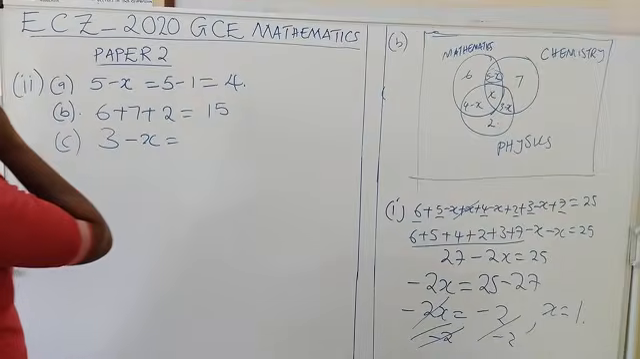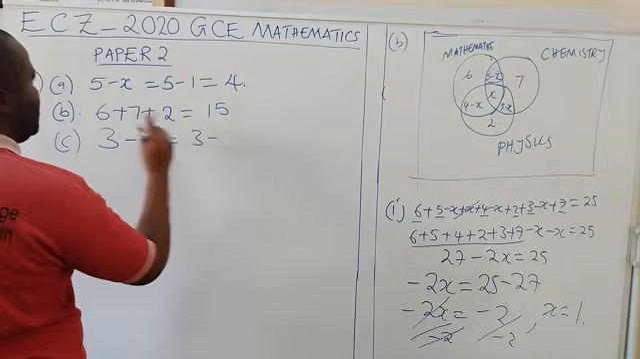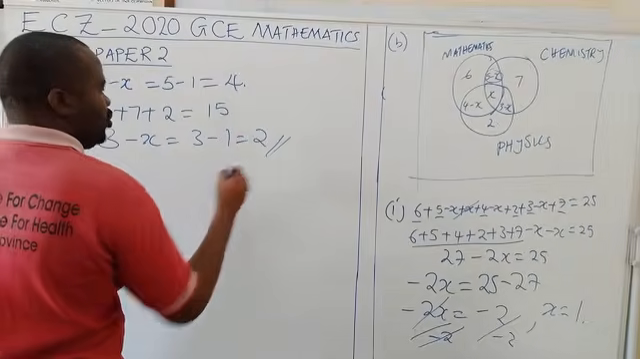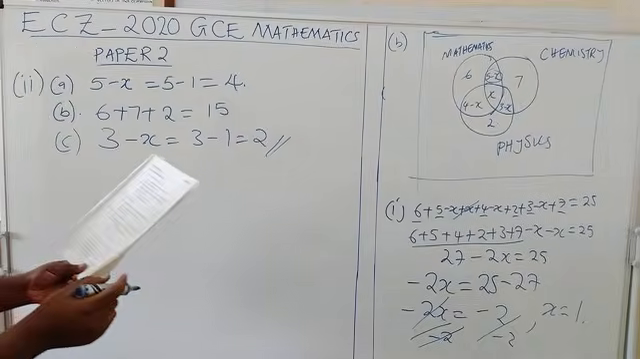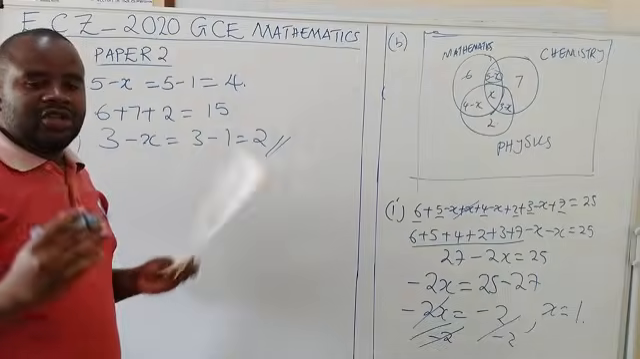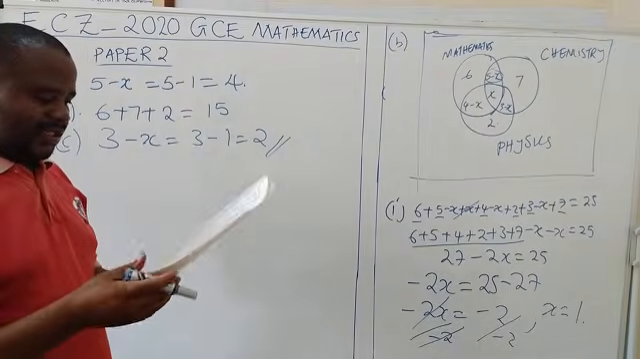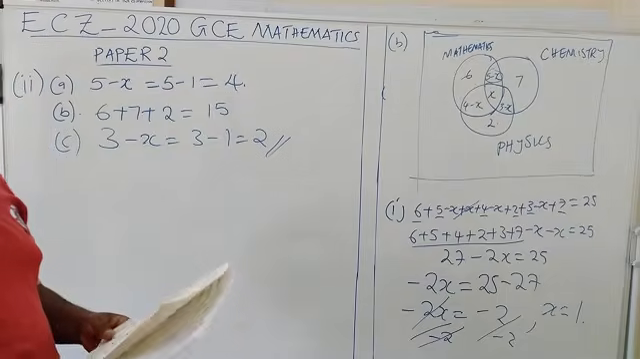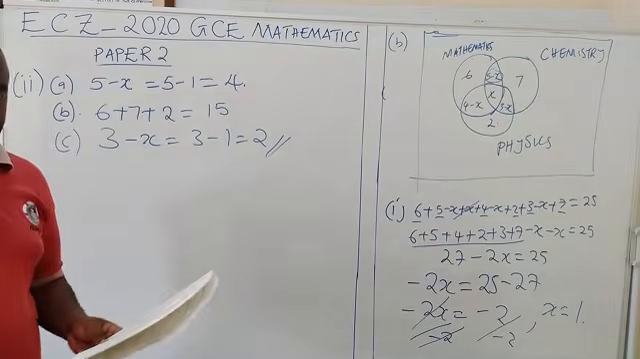So we say 3 minus, what is our x? Our x is 1. And we get what? 2. So 2 students studied chemistry and physics but not mathematics. That's where we end for this question.